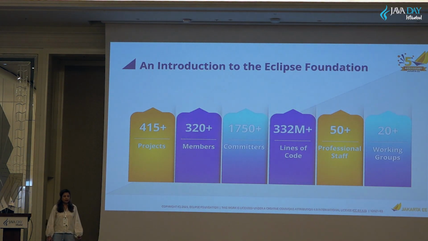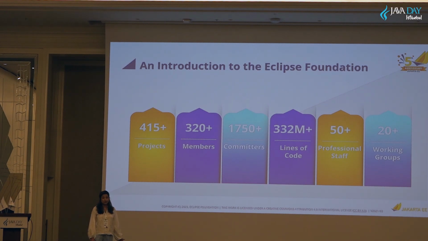So first, let me talk a little bit about the Eclipse Foundation. The Eclipse Foundation was established around 18 years ago. We now have over 415 projects, 320 members, around 1,800 committers, over 50 professional staff, 20 working groups, but we also have around 332 million lines of code, which is a very good indicator of a dynamic and growing community that we have at the Eclipse Foundation. And Jakarta EE is a part of that overall success within the foundation.